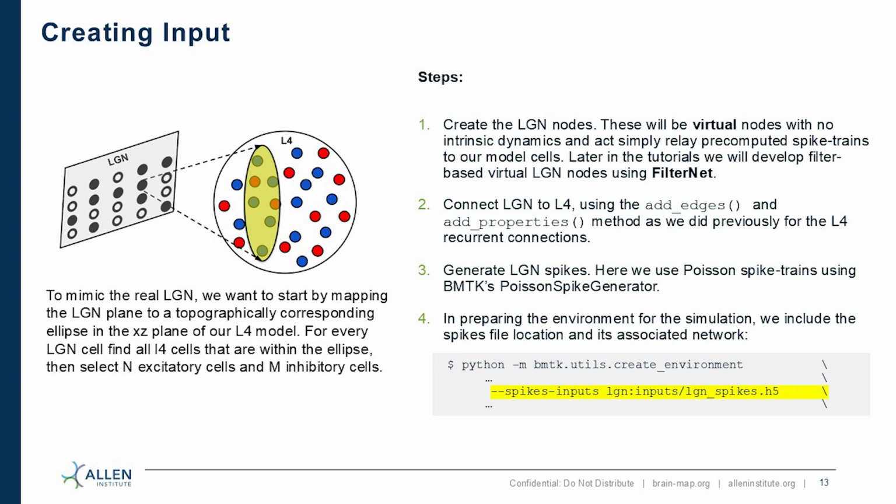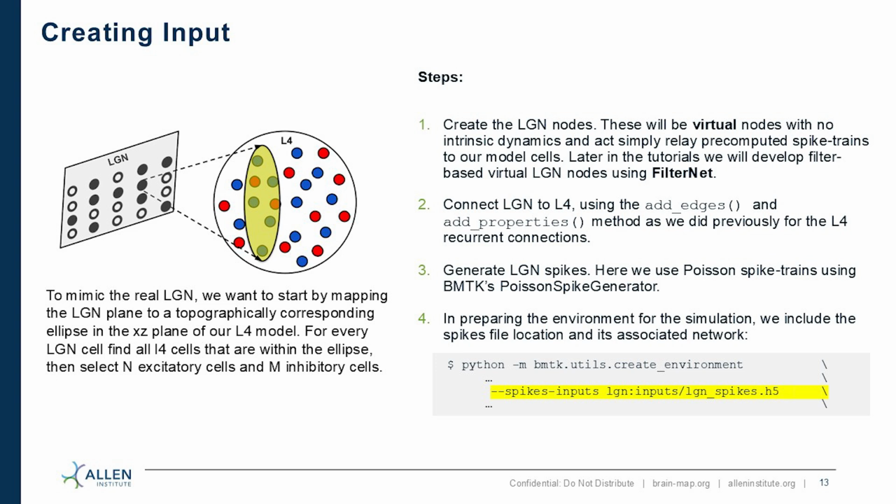And in subsequent tutorials, this input is going to be built up to something significantly more closely resembling the actual LGN. But for now, we're going to just have random spiking from this LGN layer driving our layer 4 model.